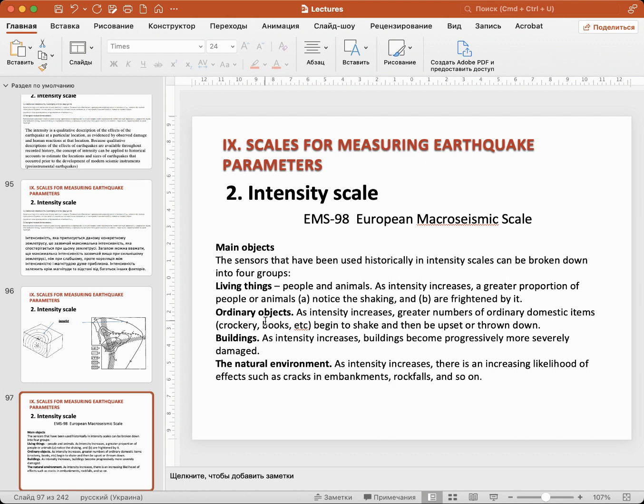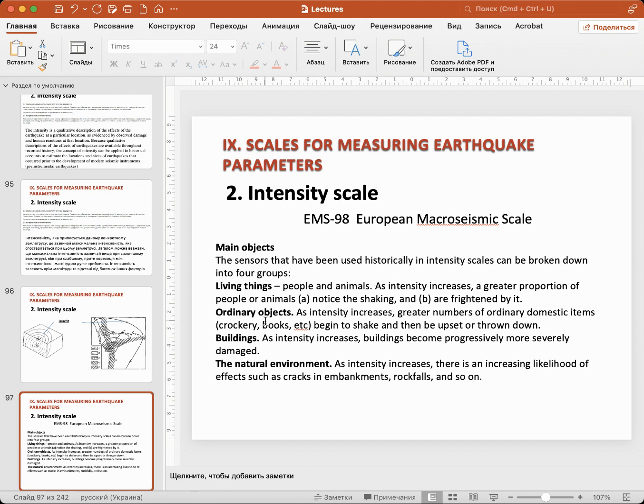Buildings. We have already discussed the behavior of buildings. Next important object is the natural environment. So we have an ability to assess the earthquake due to the effects of rock falls, landslide, cracks, and other geological troubles that we can find during the earthquake. So some of these situations, some of these cases gives us an ability also to assess the level of intensity during the earthquake.